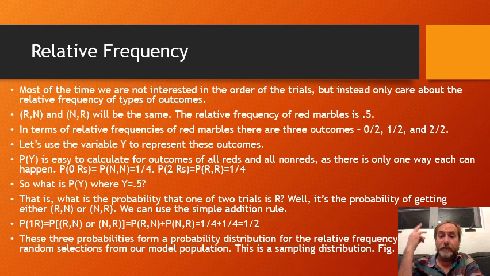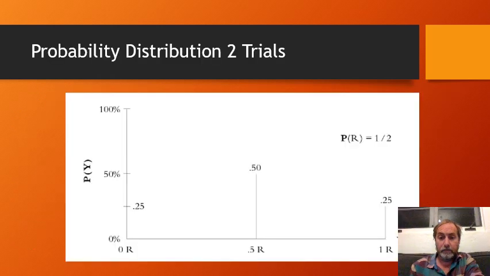So these 3 probabilities form what we call a probability distribution for the relative frequencies of random selections from a model population. This is what we call a sampling distribution. It'll be on the next slide. So this is our probability distribution in our 2 trial sample.